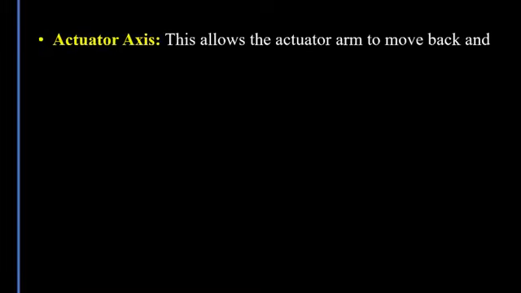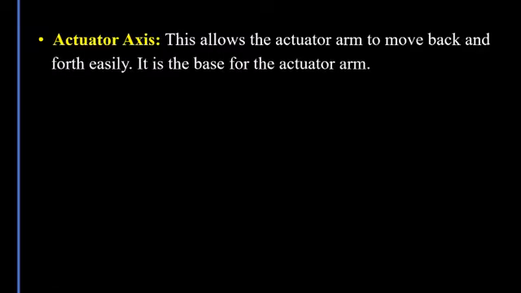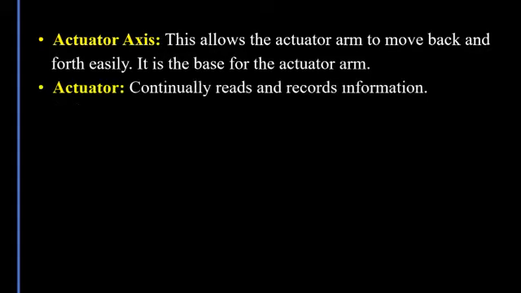Actuator axis. This allows the actuator arm to move back and forth easily. It is the base for the actuator arm. So the actuator arm will move, but it needs to be held somewhere as it moves. Then the actuator continuously reads and records information.